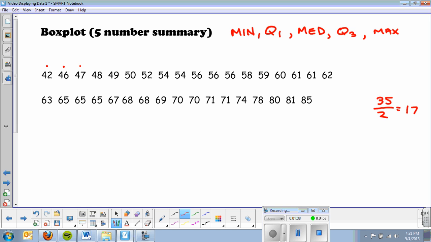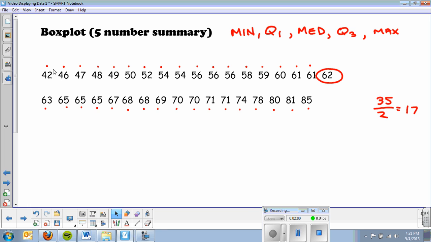1, 2, 3, up to 17. That's going to be my median. Sure enough, I'll check it. 1, 2, 3, up to 17. So 17 numbers on each side. 62 ends up being my median.